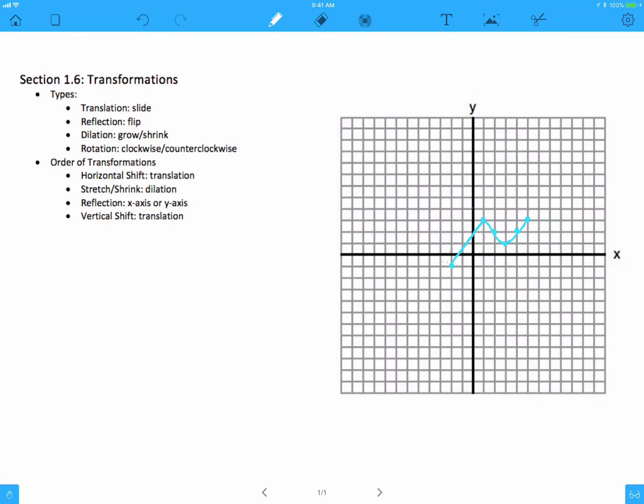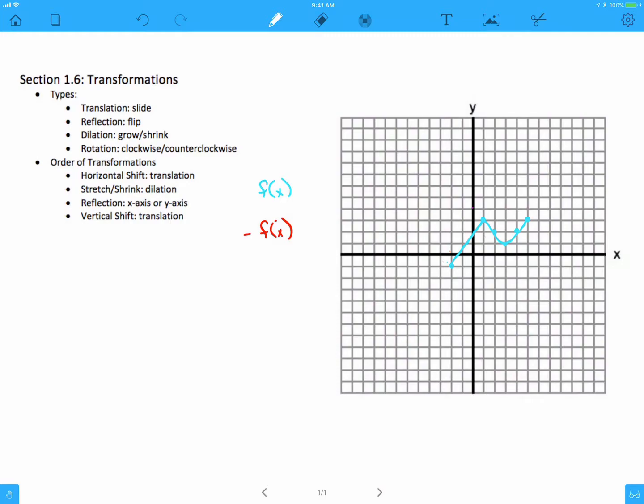x-axis. So what we talked about yesterday is to reflect this original function, so this is my f of x, across the x-axis, we're going to throw a negative sign outside. And what that'll do is it will flip the graph completely across the x-axis.